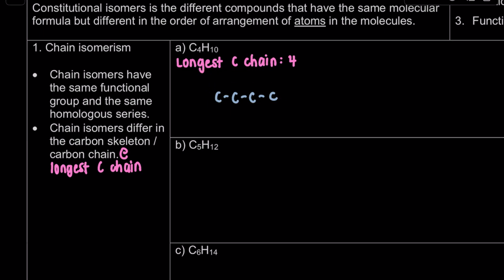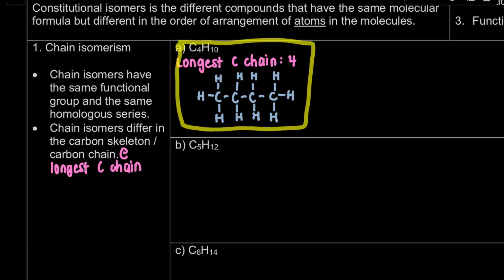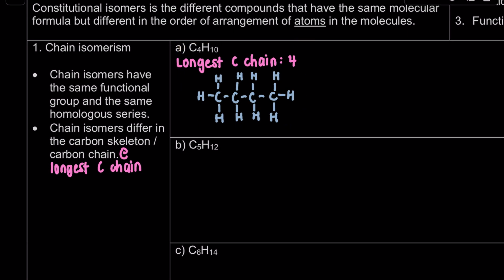But then this is not the structural formula. Again, carbon needs 4 bonds. Okay, so we're going to complete the bond. Each carbon must have 4. And then to complete the structure, we're going to complete the bond by adding hydrogen. So this is the longest carbon chain for C₅H₁₂. Okay, but then this is not the only way to draw C₅H₁₂.